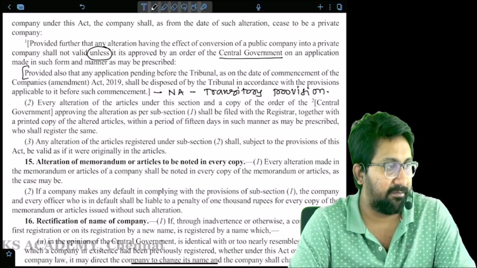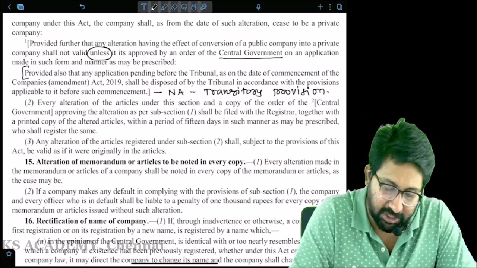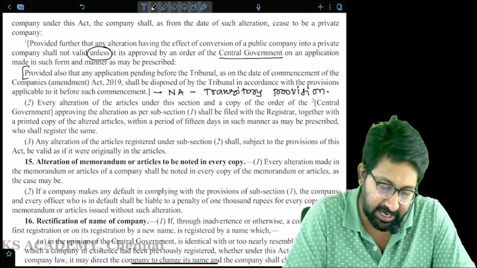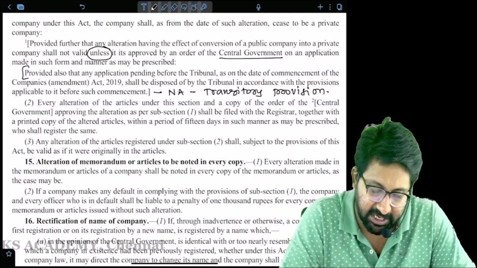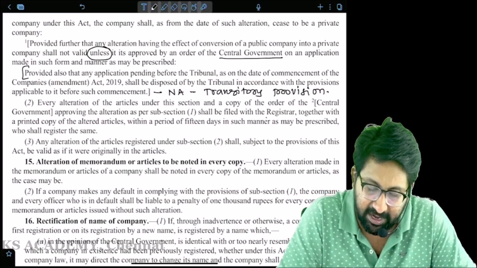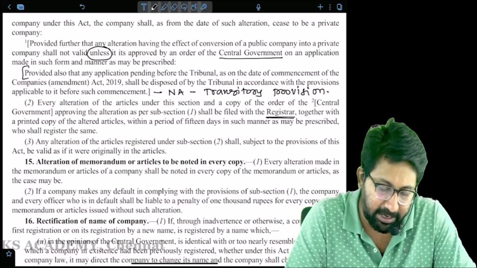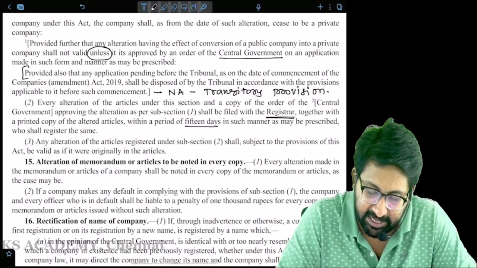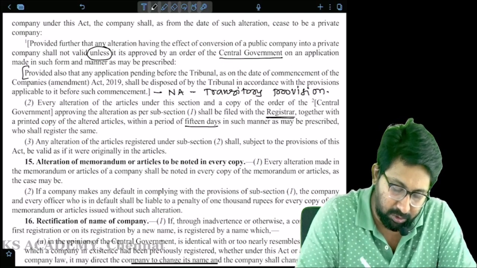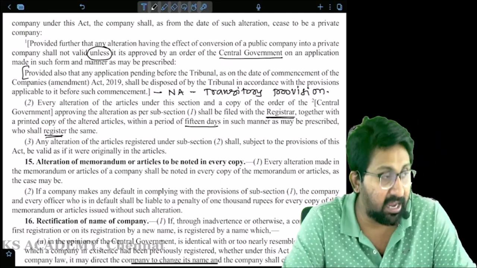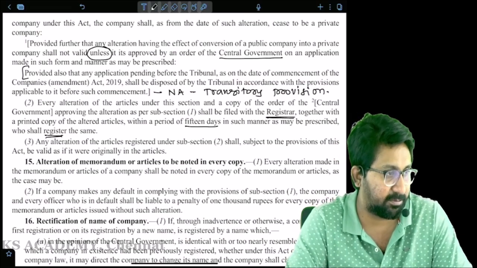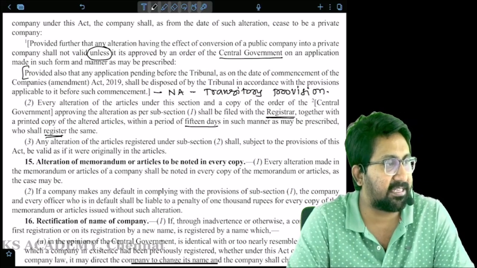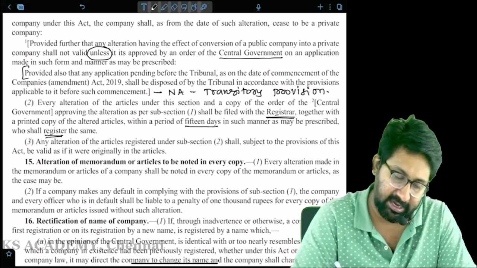Next, continue. Every alteration of articles under this section and a copy of order of central government approving the alteration as per subsection 1 shall be filed with the registrar together with a printed copy of altered articles within a period of 15 days in such manner as may be prescribed, who shall register the same. Any alteration of the articles registered under subsection 2 shall, subject to the provisions of this act, be valid as if it were originally in its articles.